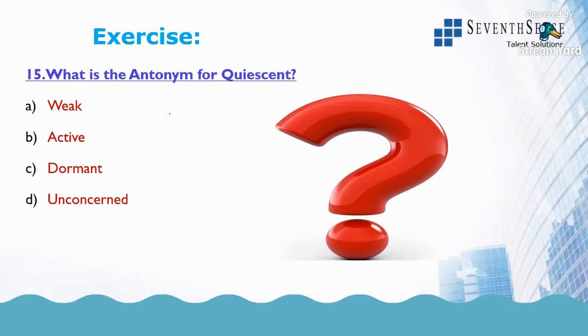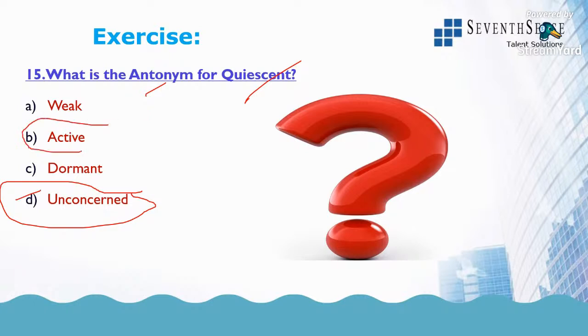They are asking for the antonym, so what will be the right answer? Unconcerned is not related to quiescent. Quiescent is nothing but inactive, so the opposite of inactive will be active. Active is the right answer. Weak again won't be the right answer; it is the antonym for strong. Okay, we'll move to the next.